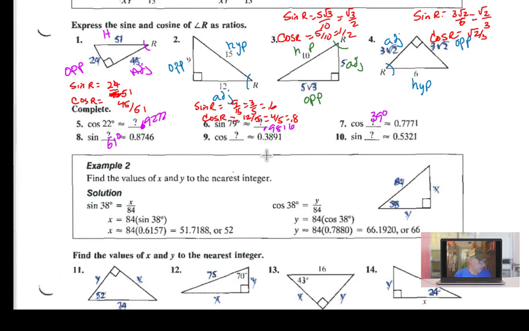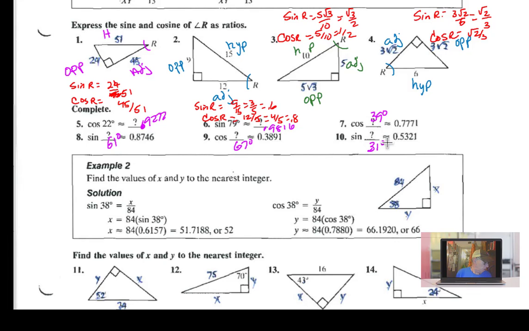Okay, 3746 is 68 degrees. 3907, which is closer, is 67 degrees. So this is just a little bit more than 67 degrees. And 0.5321 for sine. The closest appears to be 5299, which is 31 degrees. So this is about 31 degrees.